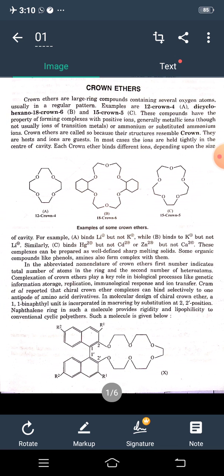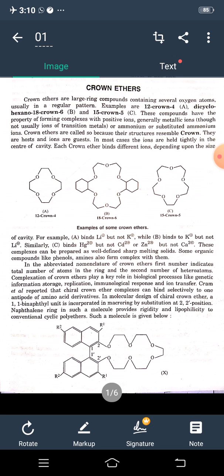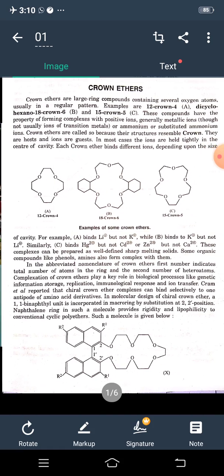In molecule design of chiral crown ether, a 1,1-biphenyl unit is incorporated in the macroring by substitution at 2,2' position. Naphthalene ring in such a molecule provides rigidity and lipophilicity to conventional cyclic polyethers, such a molecule is given below as shown in figure 10.